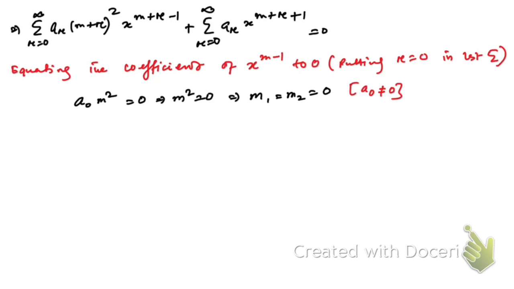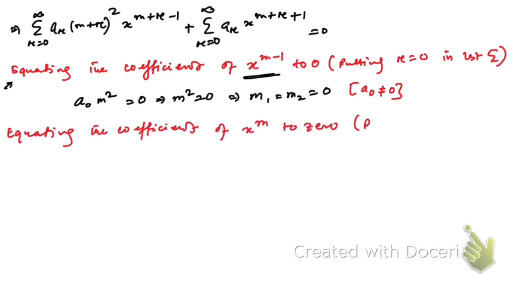So here you can see, as we have done here, equating the coefficient of x to the power m minus 1. Now let's come to x to the power m, the next smallest power of m. So what are we gonna have here, equating the coefficients of x to the power m to 0. Now put r is equal to 1 in the first summation.